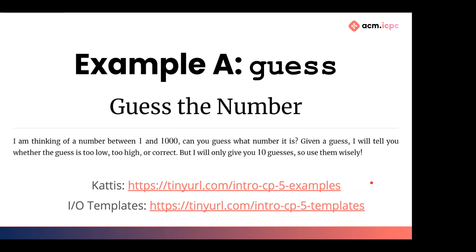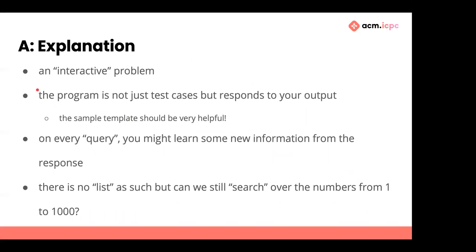What makes this problem unique, or something that you probably haven't seen before, is that it's an interactive problem, which means that the program doesn't just have some test cases, but it actually responds to your output. So basically, it's like talking to another human being, or talking to the computer, in this case Kattis. Whenever you print something out to standard out, Kattis will respond based on your output and give you some new information.